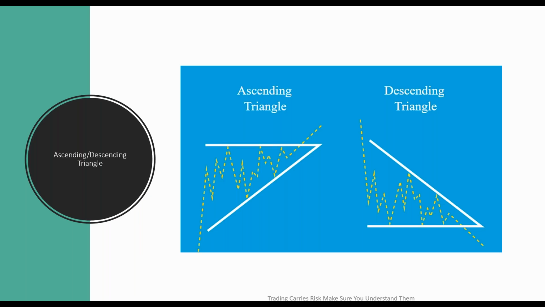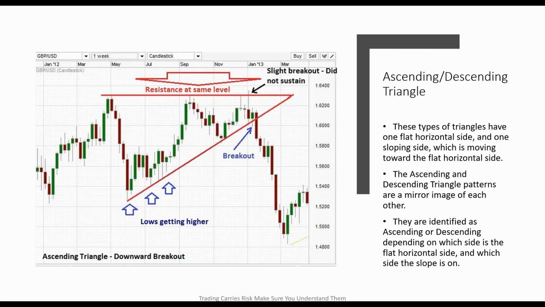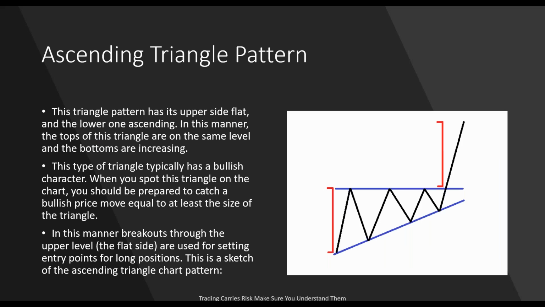So we have ascending triangles and descending triangles. The difference between ascending and descending is one has a horizontal support and one has a horizontal resistance. It's just really one forms in the midst of an uptrend, one forms in the midst of a downtrend, because that's the only way that they can happen. But we would still apply the same rules.